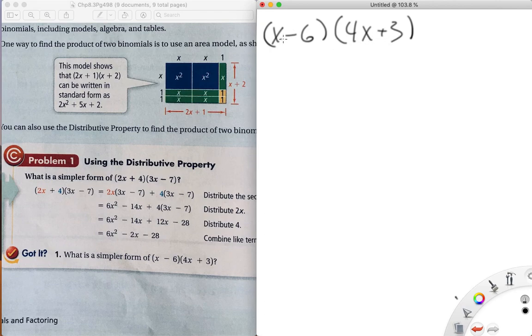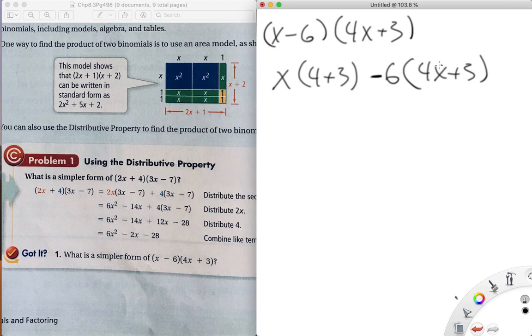So what I can do is I can either pick the 4x plus 3 or the x minus 6, it doesn't matter which one. And I can use the distributive property individually. So I can say, okay, I'm going to use the x minus 6. I'm going to say that x minus 6 is x, and I'm going to multiply that x times the 4x plus 3, right? Then I have the minus sign right here. Actually, I'm just going to call it minus 6. Minus 6, and I'm going to multiply that minus 6 also times 4x plus 3.